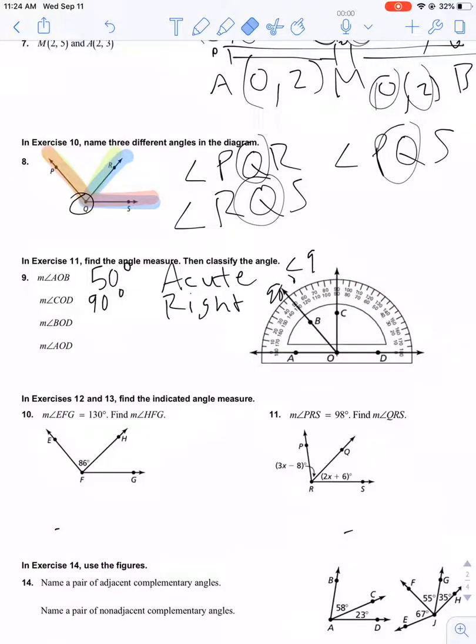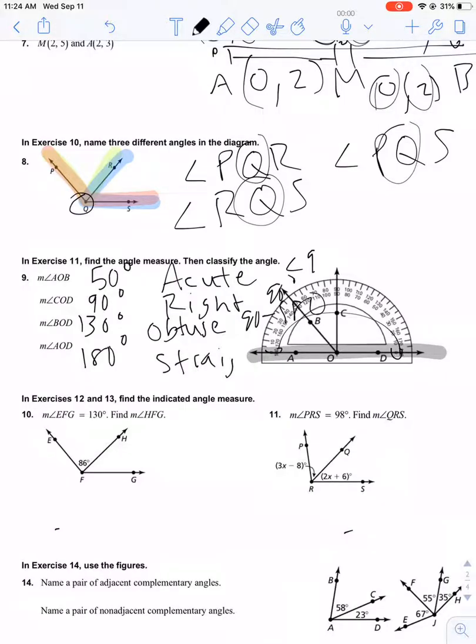Next one it wants us to find, let's go orange, is BOD. Well, we started at 0, we ended up at 130, so this is 130 degrees. That's obtuse, because obtuse is between 90 and 180. And then the last one, AOD. That goes from 0 to 180, so 180 degrees, and that is a straight angle.